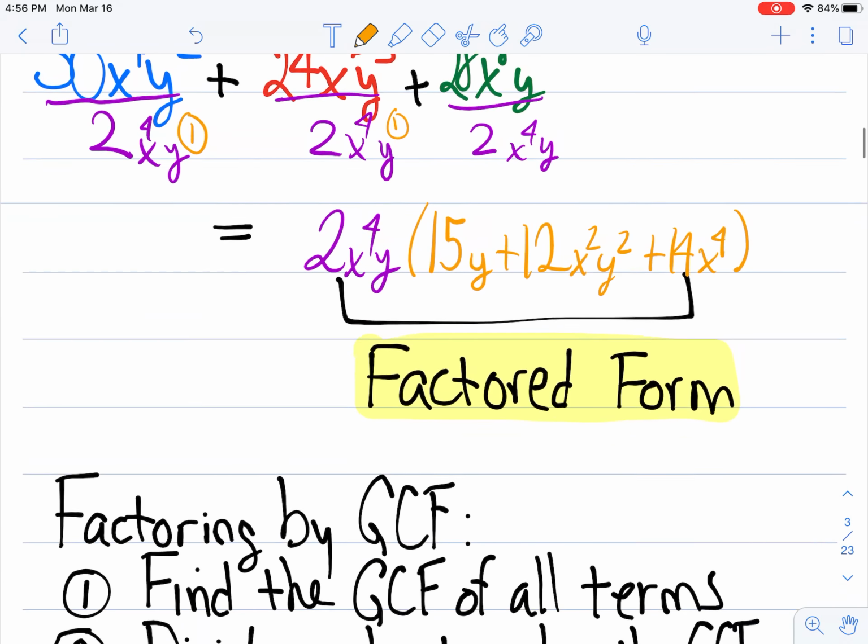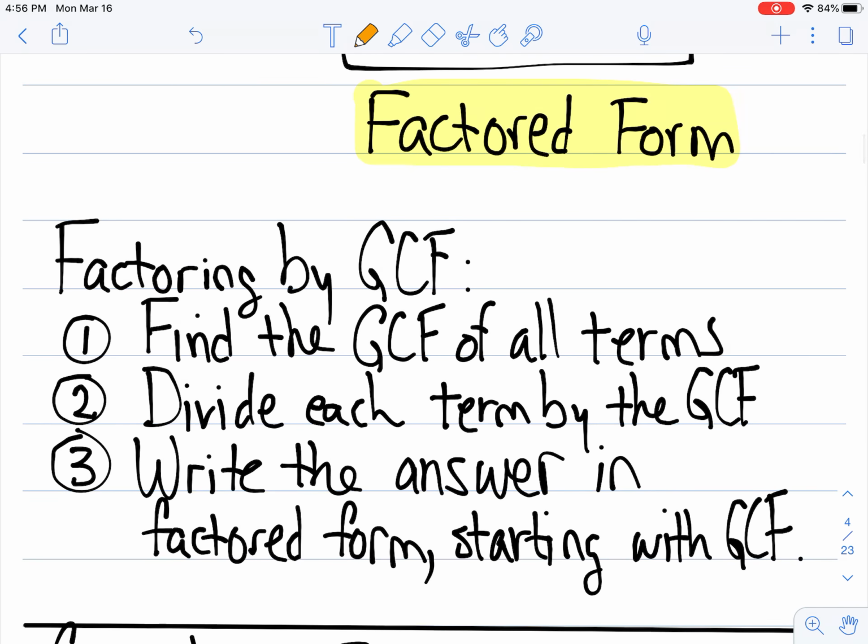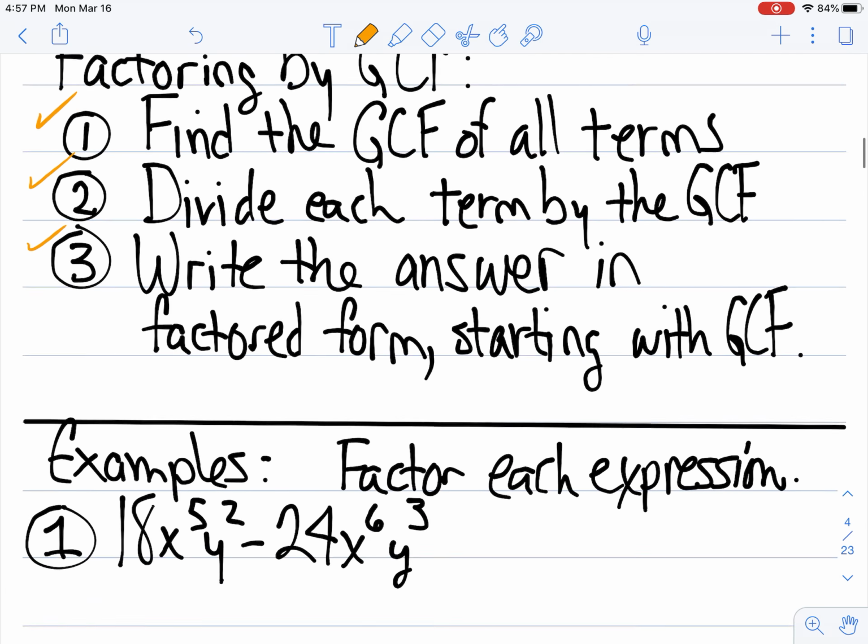So here are the steps, as you can see on your notes, on how to factor a polynomial by the GCF. Number 1, you find the GCF of all terms. Number 2, you divide each term by the GCF, and then you write the answer in factored form. And you always put the GCF out in front. Of course, you have that in your notes, so I'm not going to take that long to go over it with you.